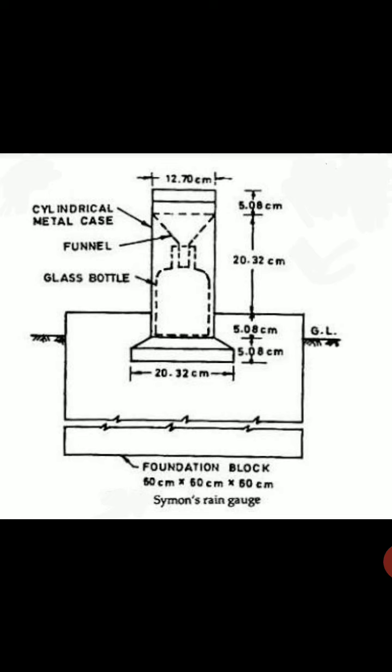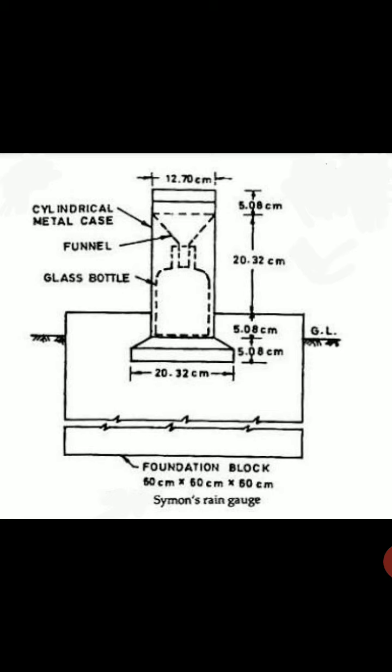IS 4987 1968 provides detailed specifications for establishing a network of rain gauge stations. The following are the main types of rain gauges used for measurement of rainfall.